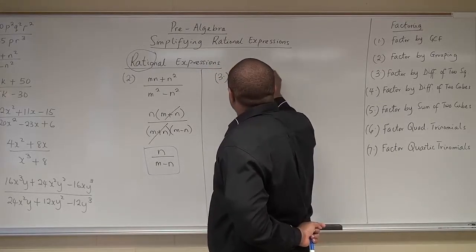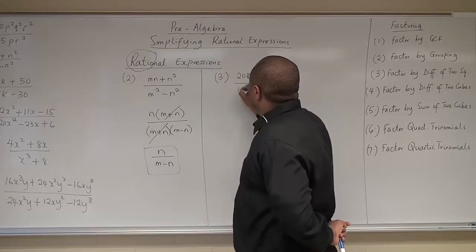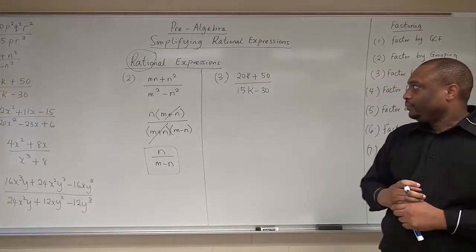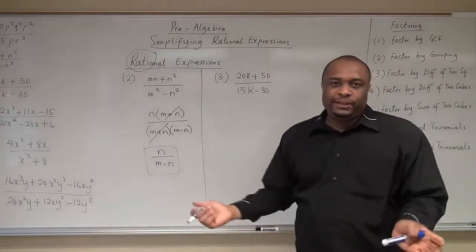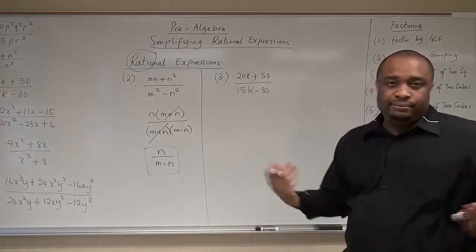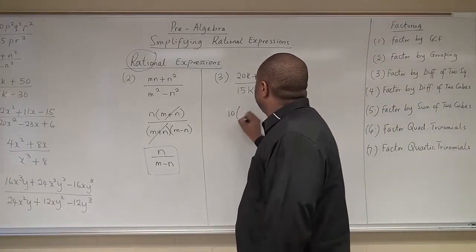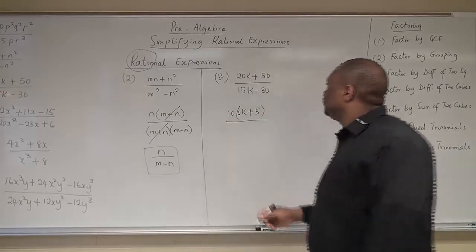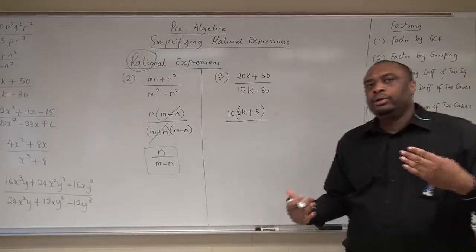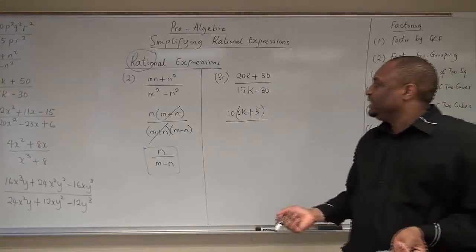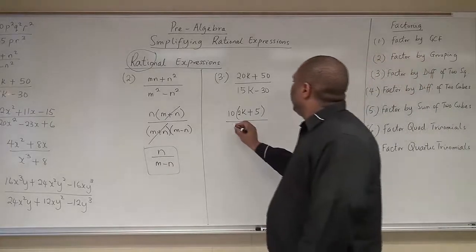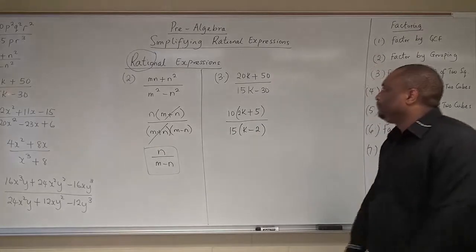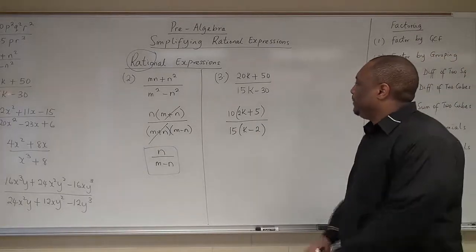20k plus 50 over 15k minus 30. We look at the numerator, we can factor by GCF. What is the GCF? 10. So this is 10 times 2k plus 5 over, we look at the denominator, we can factor by GCF. What is the GCF? 15. 15 times k minus 2.